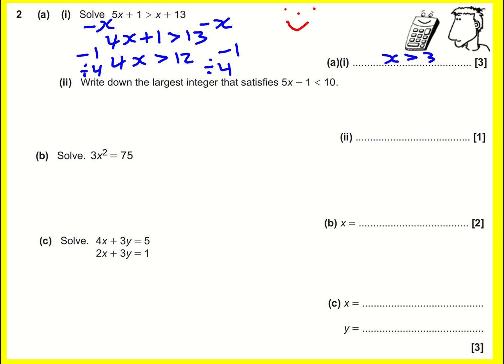I have to have the x is greater than in. I can't just write 3 because there's actually an infinite number of solutions, and I'm writing them all down with this inequality. Write down the largest integer that satisfies this.